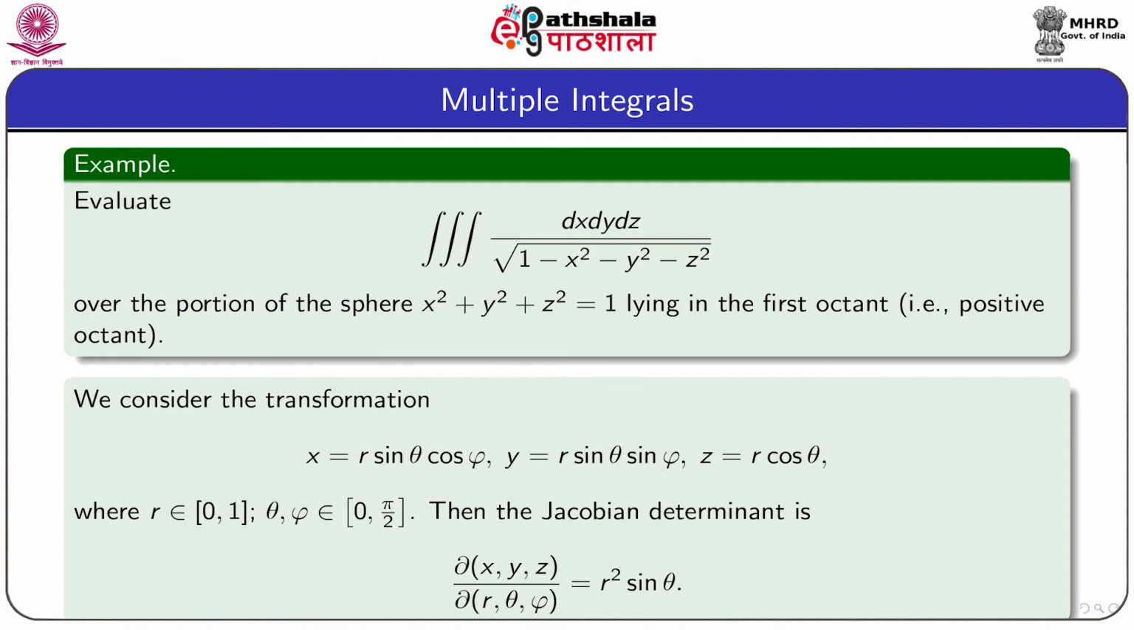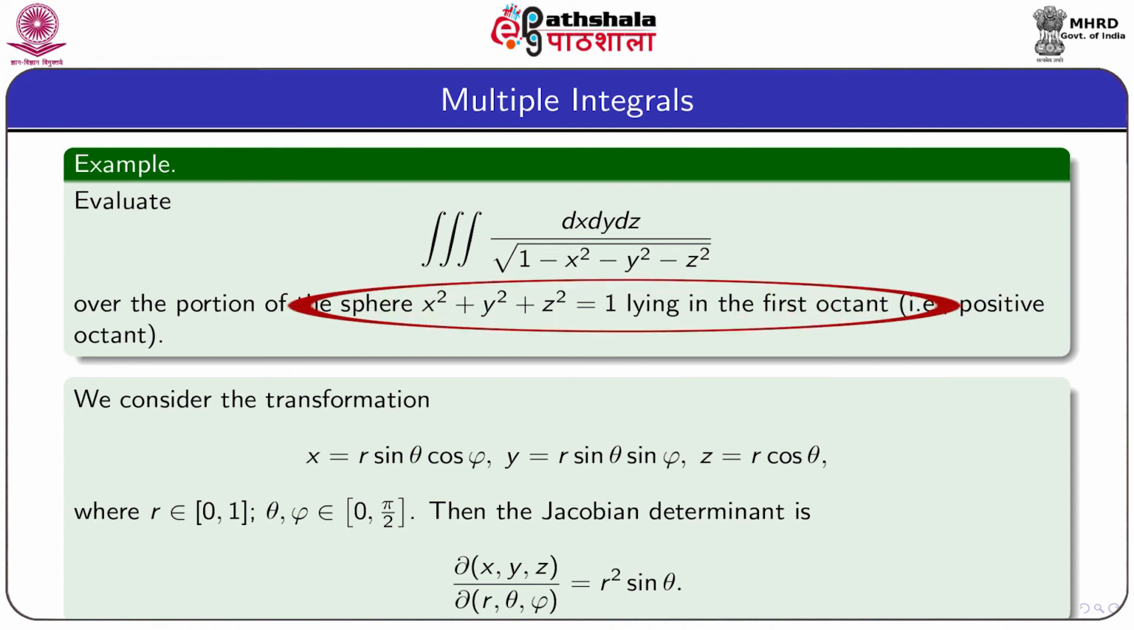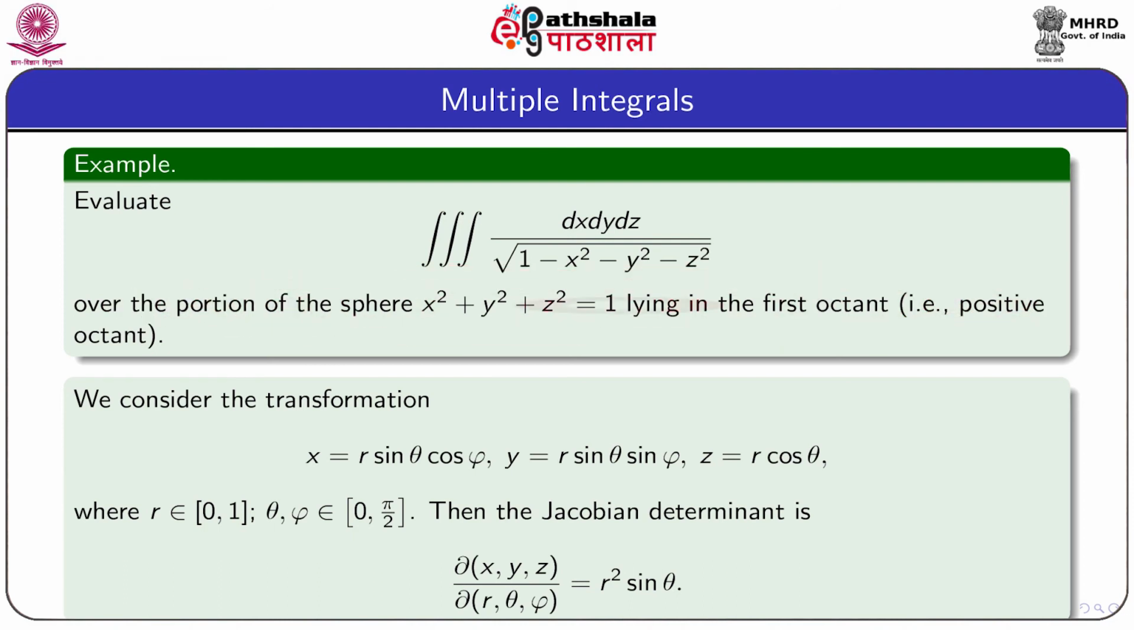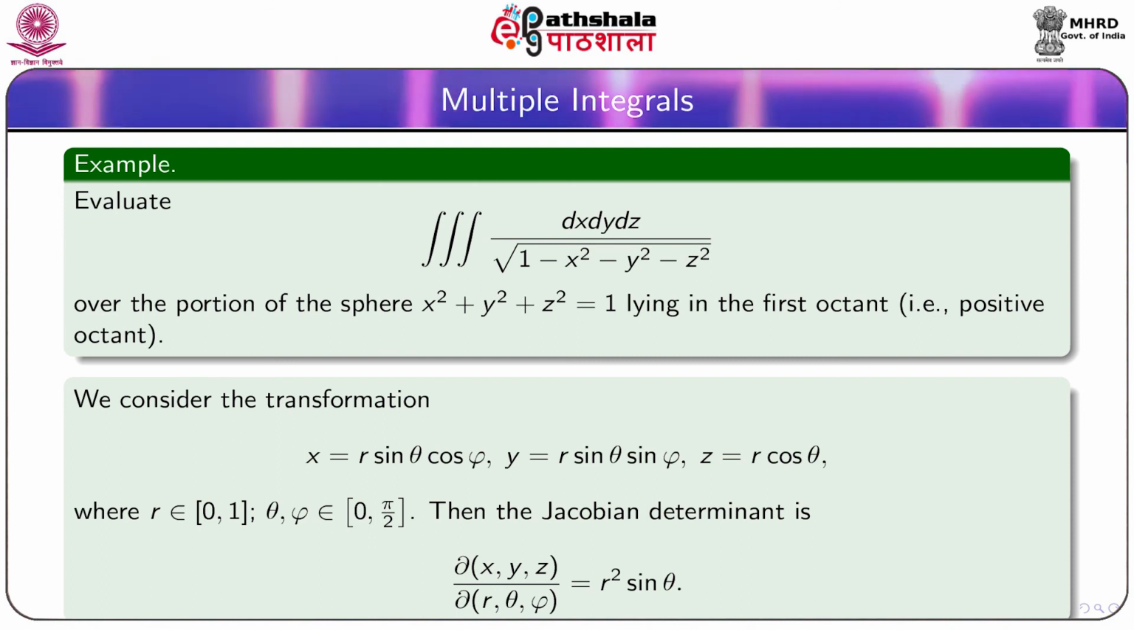We cite an example here. Let us evaluate the triple integral dx dy dz by 1 minus x square minus y square minus z square over the portion of the sphere x square plus y square plus z square equal to 1 lying in the first octant, that is, in the octant where all the coordinates have non-negative values.